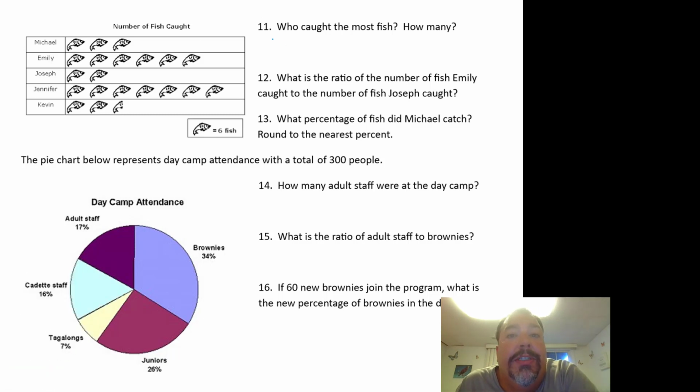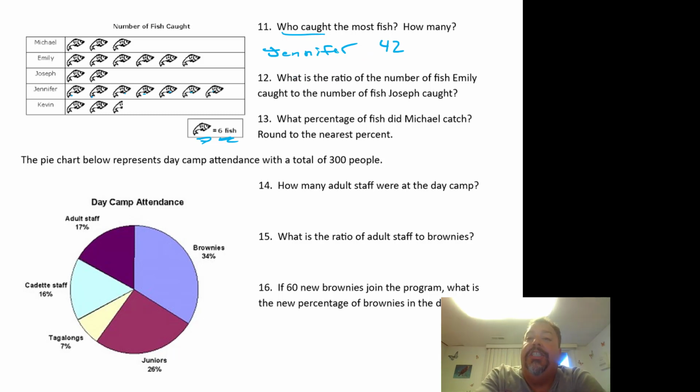So for number 11, we're using the graph here on the left, this pictograph. Notice that each picture of a fish stands for 6 fish that are actually caught. It says, who caught the most fish? How many? Well, we can see that Jennifer has the most pictures next to her name, so she caught the most. How many fish did she catch? 1, 2, 3, 4, 5, 6, 7. Did Jennifer catch 7 fish? Not quite, because remember, each picture stands for 6. So she actually caught 42 fish. So the correct answer would be Jennifer catching 42.